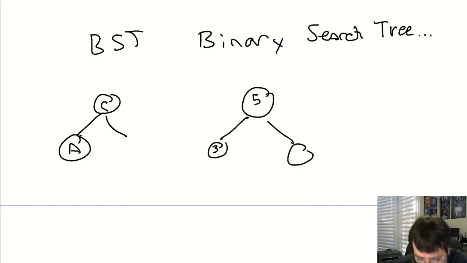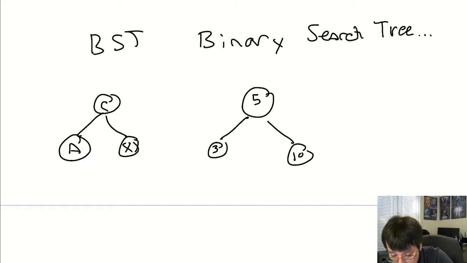Okay. So, for example, I could put a 10 here. Or in the case of letters, I could put pretty much any other letter like X. Okay? Well, that's pretty extreme, but yeah. So, that's what binary search trees are in short. There's no science to that. The definition that I have is basically, I'll just paste it here.